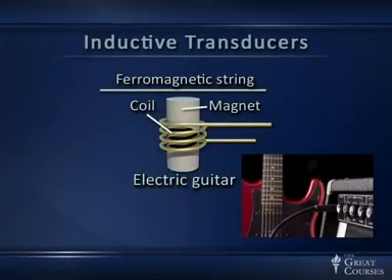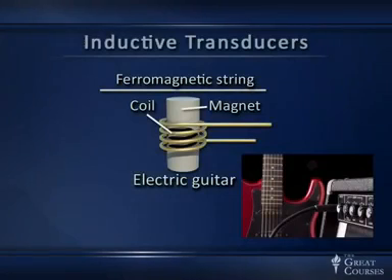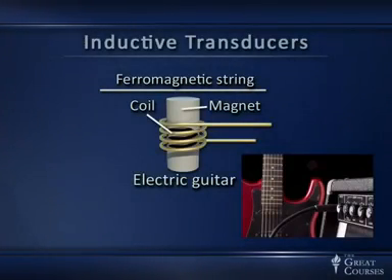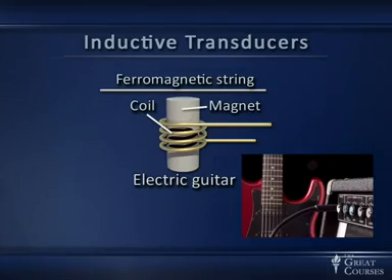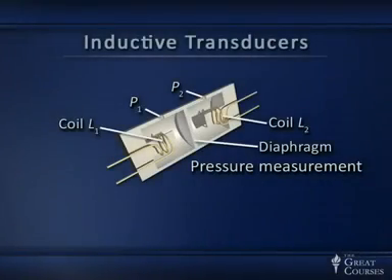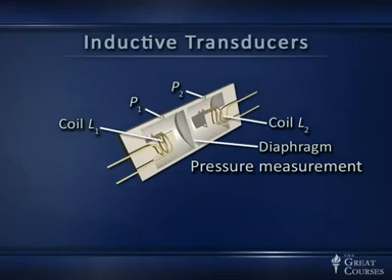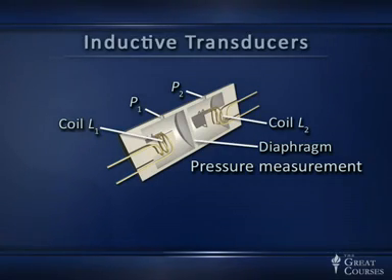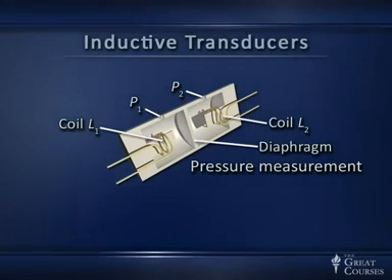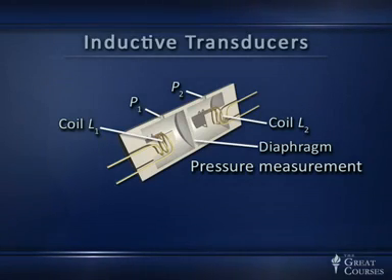A coil's wrapped around a magnet, and the strings of an electric guitar are steel strings. They're ferromagnetic. They alter the magnetic field, and that's how the sound is converted into electricity. Finally, you can do sophisticated things like measuring pressure with a diaphragm and a coil of wire. Pressure moves this diaphragm, and that affects the magnetic field, and that gives you currents that tell you something about the pressure. So inductive transducers are very much with us.